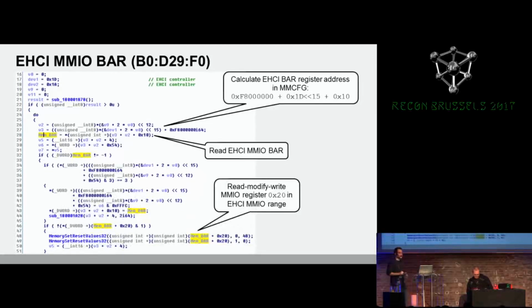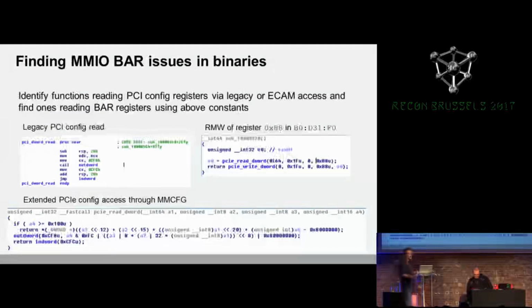And this is also an example where in this assembly you don't see the actual constant, the full address in the memory map config space, because the address is calculated. But you do see an address of the memory map config space, then you see the offset of the bar register. So there are multiple ways to do that. So it also helps with finding those issues.